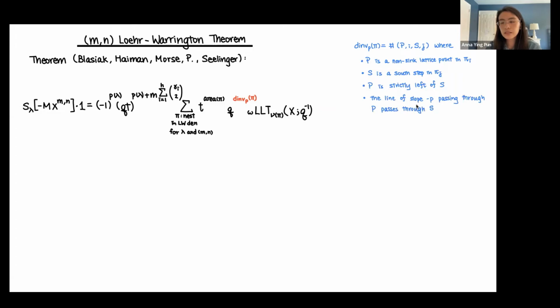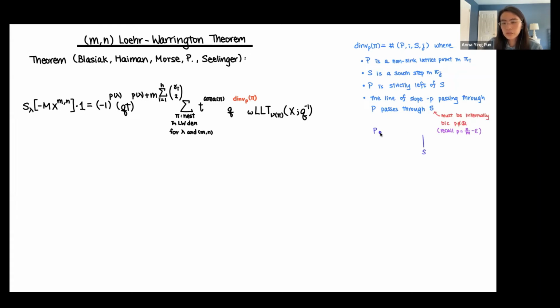And the line passing the line of slope minus p, just to recall what is minus p, p is n over m minus an epsilon to make sure it's an irrational number. So that is kind of like you shift the slope a little bit. And then make sure that that line passing through P also pass through S. So what's going on?